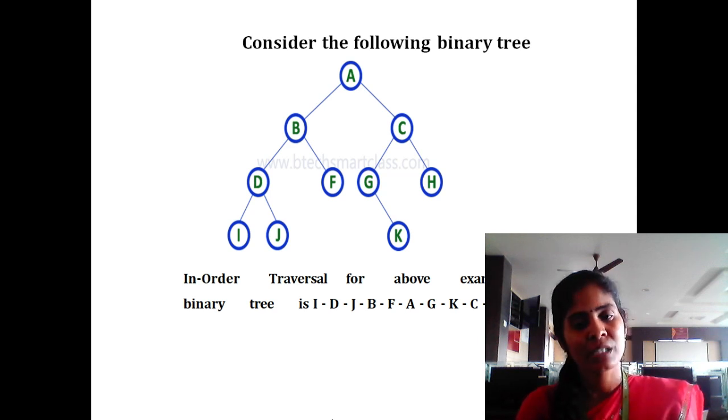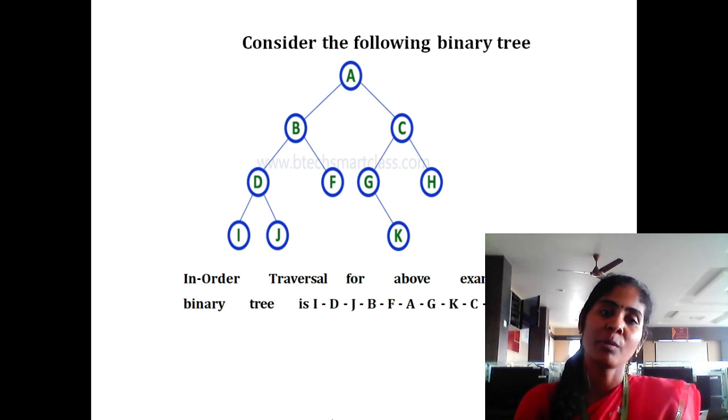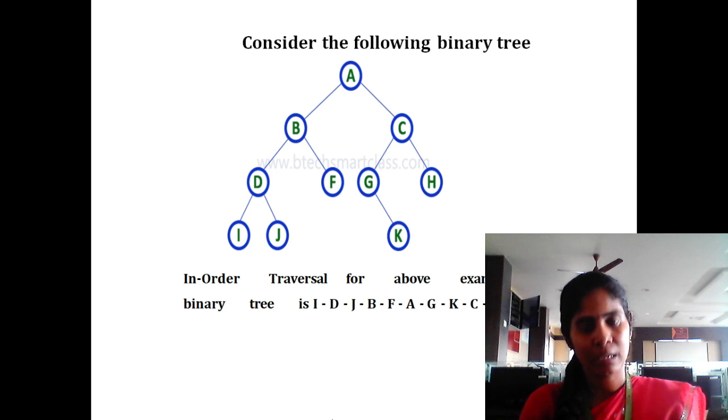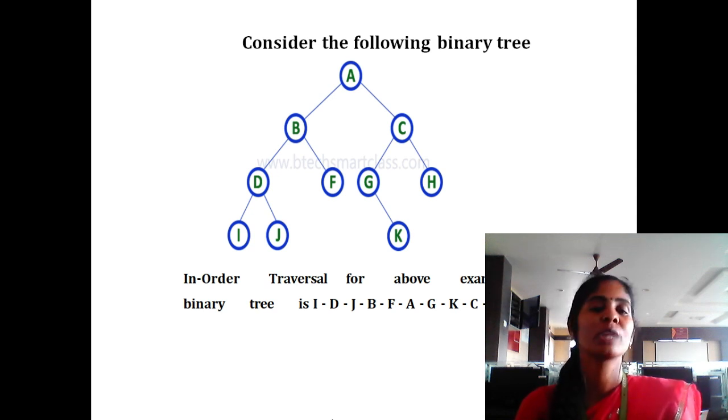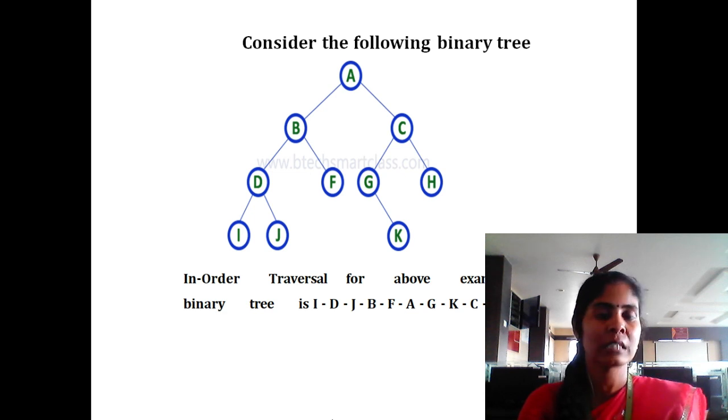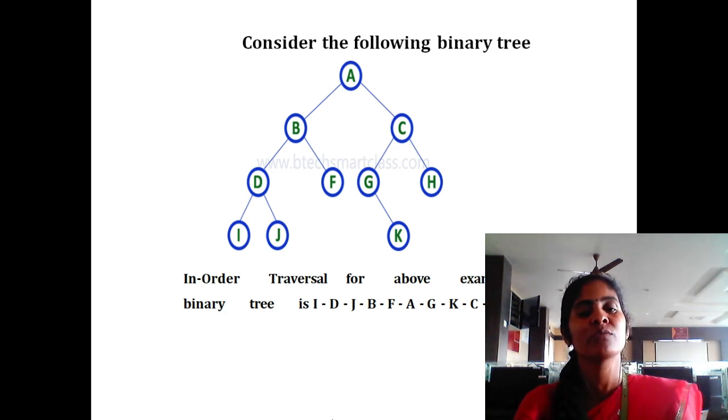So we start visiting from the left part of the root node. For A, B is the left child node. For B, D is the left child node. And for D, the left child node is I. So we start visiting from the left. Then the second step: we visit the root node. The root node for I is obviously D, so we visit the root node D. Then we visit the right node, that is J. This is the simple order we have to follow.